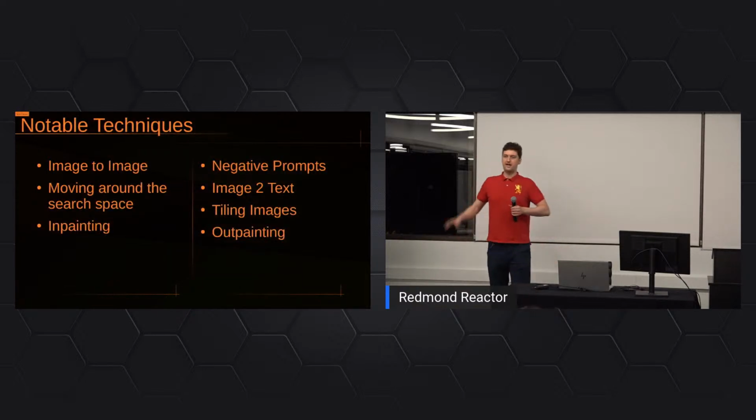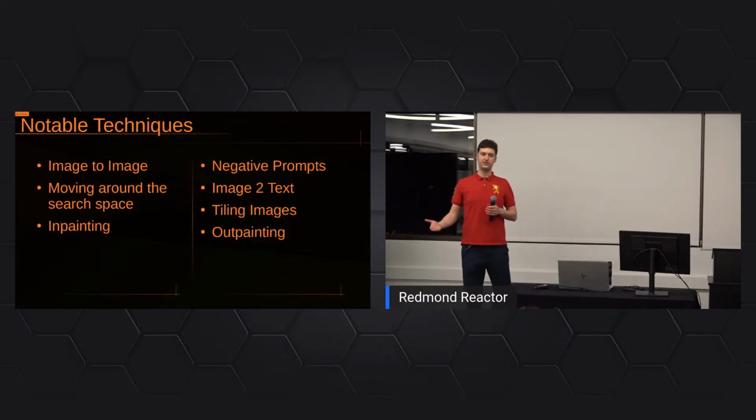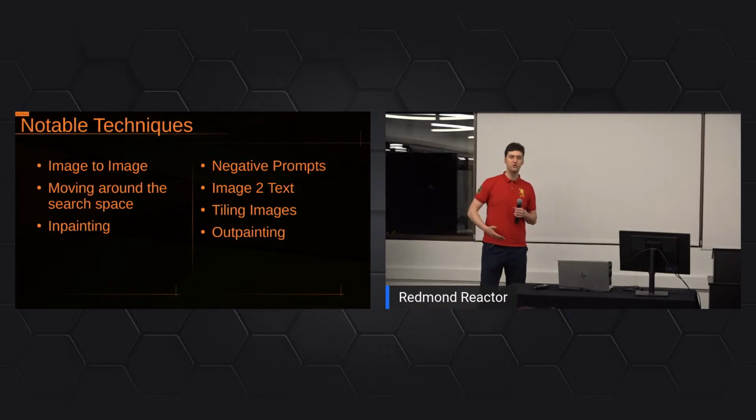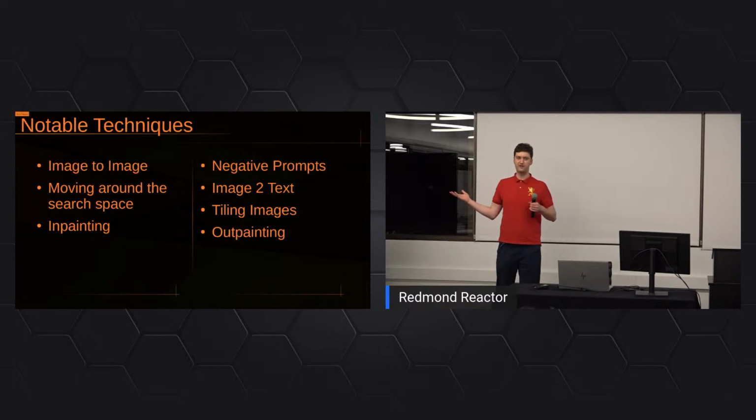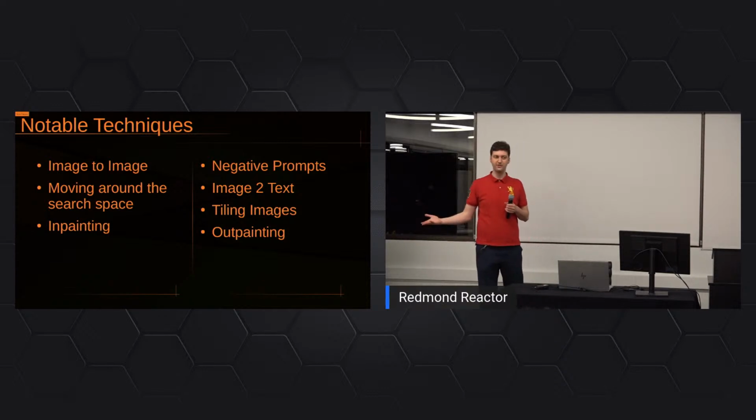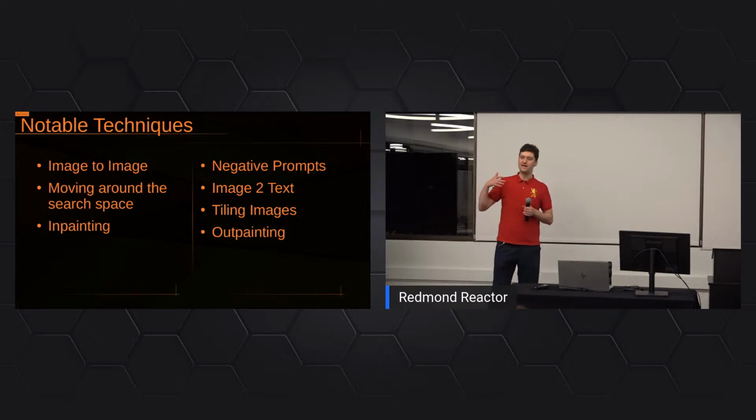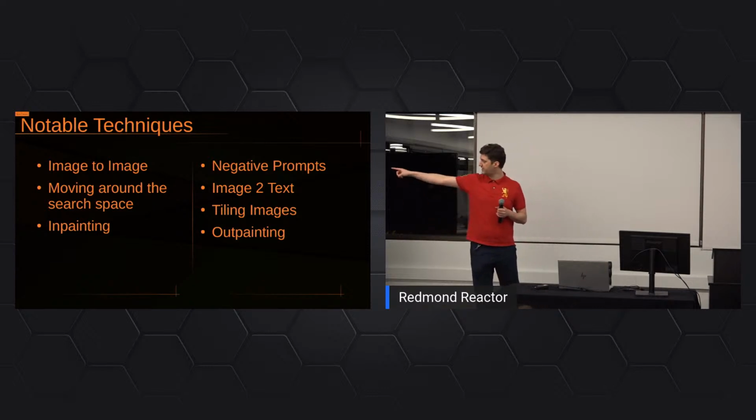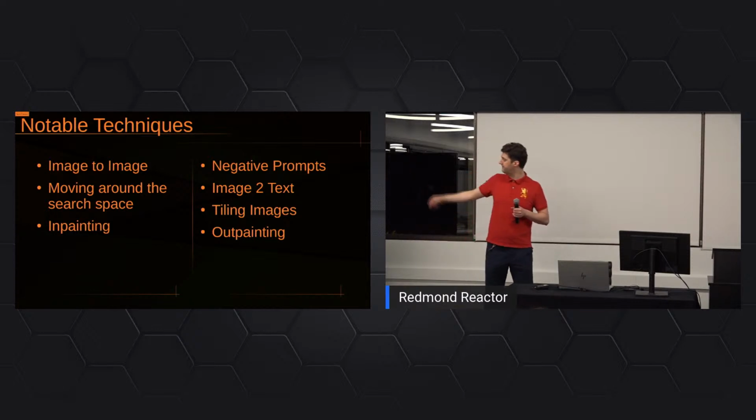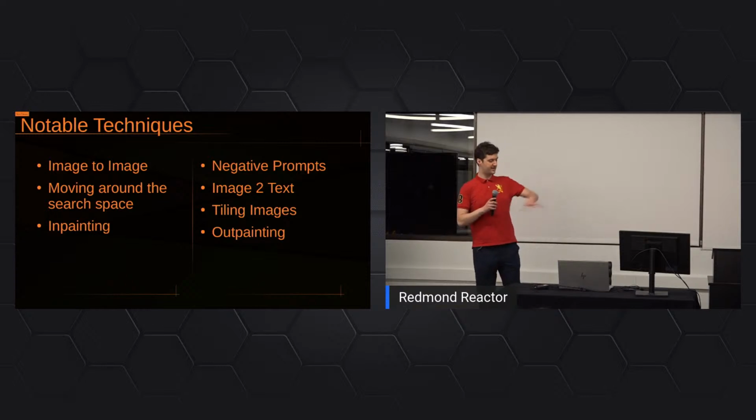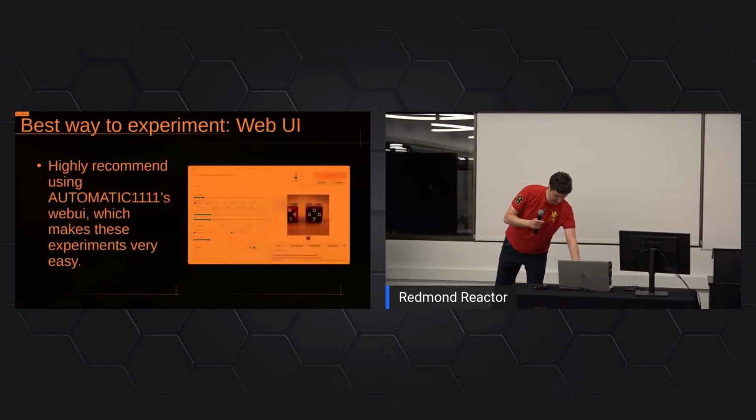Let's move on, though, from how these models are trained and their structure to the techniques that have grown up around them, and the cool and interesting things that we can actually do with these models once we have them. Obviously, we can just take a piece of text like a dog lived in a house, or a large barrel, and we can just generate an image from it, which is very cool. But there's even more that we can do. We can go from image to image, moving around the search space, inpainting, outpainting, tiling images, negative prompts, and I will go through all of these techniques.